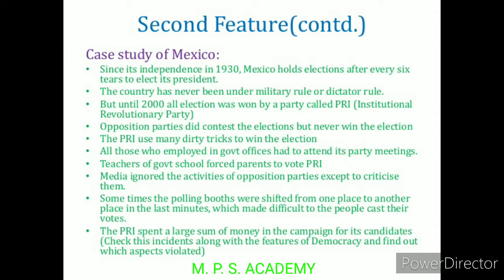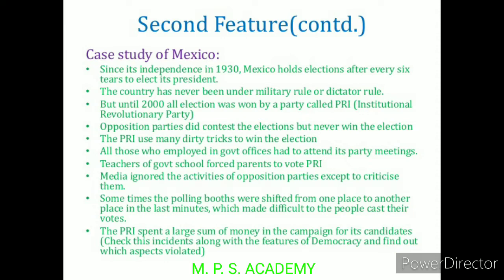Why? Because the PRI used many dirty tricks to win the election. All those who were employed in government offices had to attend its party meetings. Teachers of government schools forced parents to vote for PRI. Media ignored the activities of opposition parties except to criticize them. Sometimes the polling booths were shifted from one place to another at the last minute, which made it difficult for the people to cast their votes. The PRI spent a large sum of money in the campaign for its candidates, right? So now, doing this was never a correct thing.